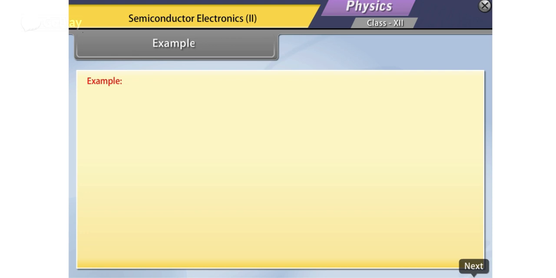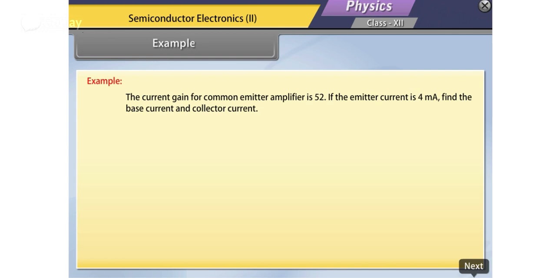Example. Let's take an example of a transistor as an amplifier. The current gain for a common emitter amplifier is 52. If the emitter current is 4 mA, find the base current and collector current. Let's see the solution. Given values are beta is equal to 52, IE is equal to 5 mA. We know that beta is equal to IC upon IB, which is equal to IE minus IB upon IB.